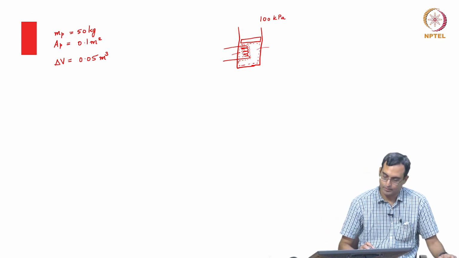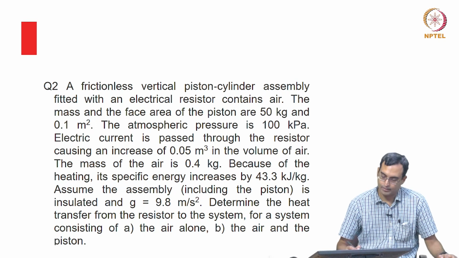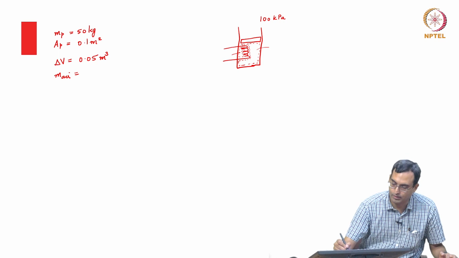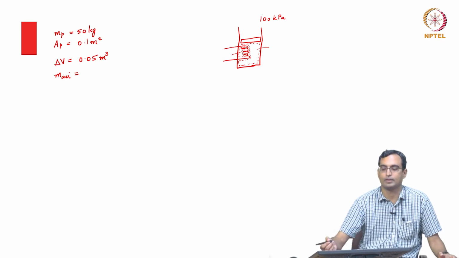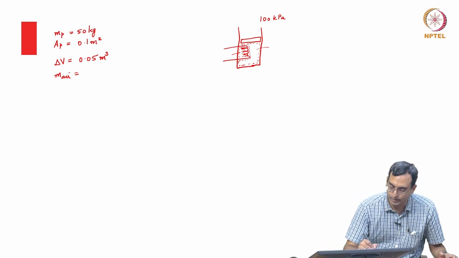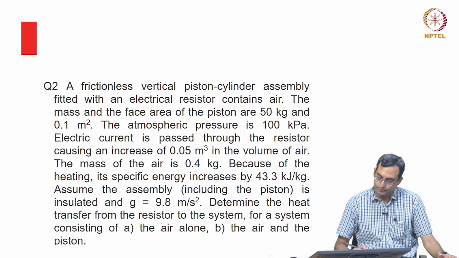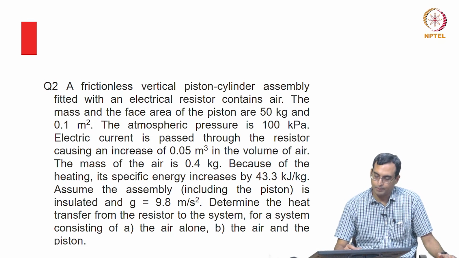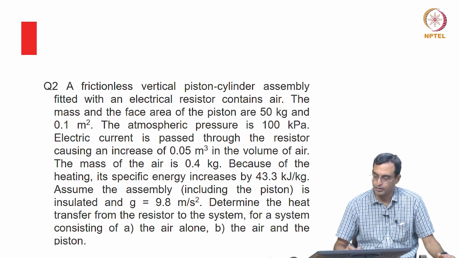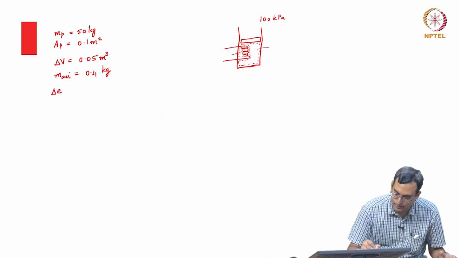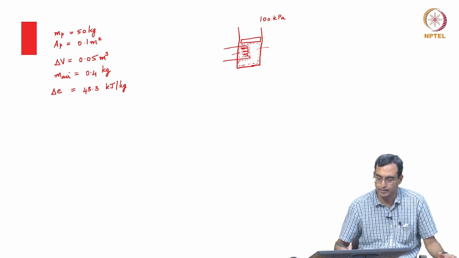The mass of air is 0.4 kg, which is a constant, because as long as the piston is here and we are assuming that the piston is leak proof and frictionless, nothing can go out. So, we have that also. Because of heating, its specific energy increases by 43.3 kilojoule per kg. So, the specific energy is delta E, which increases by this.